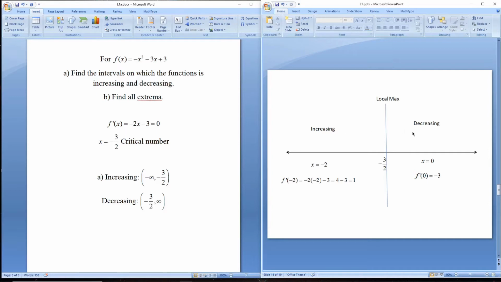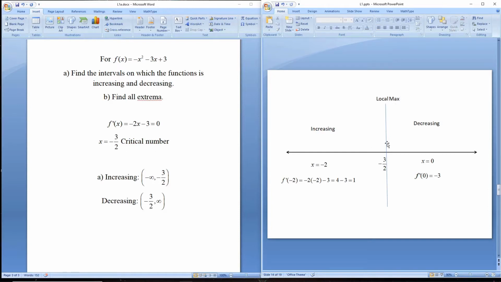How would we know if this was a plateau? If this was a plateau, then increasing and decreasing would stay the same. This would go from increasing to increasing or decreasing to decreasing. That would mean a plateau. But we have increasing to decreasing, which means a max.